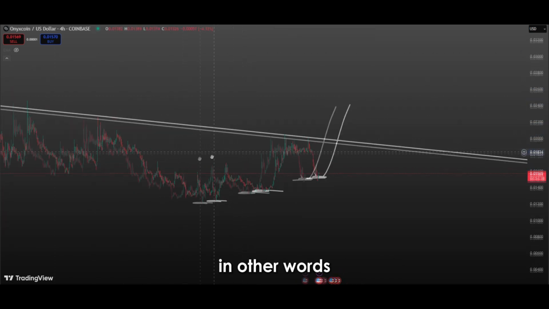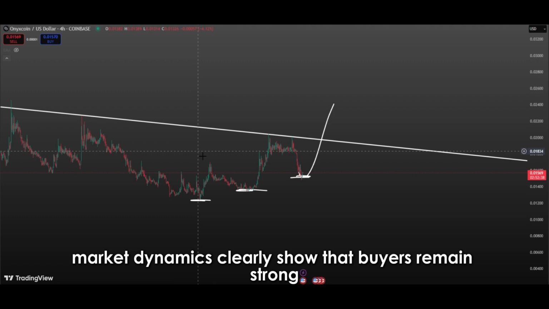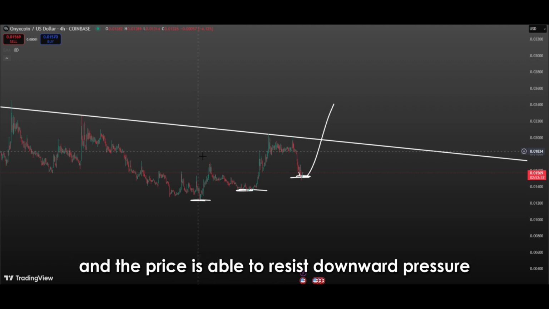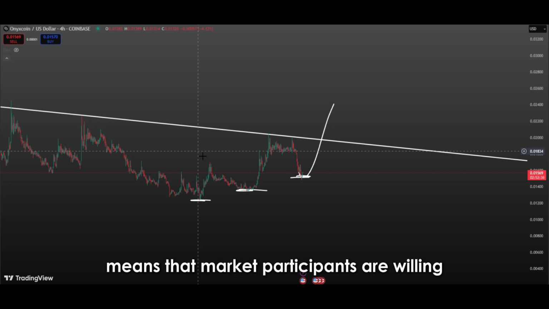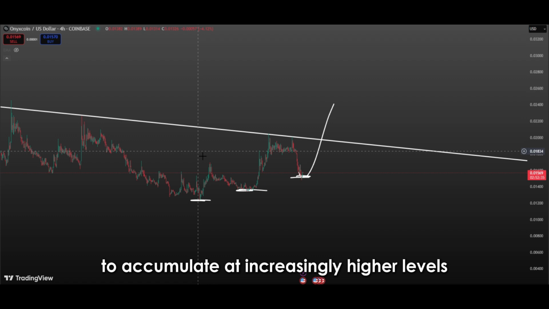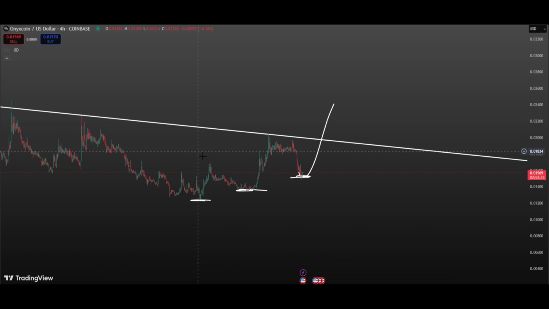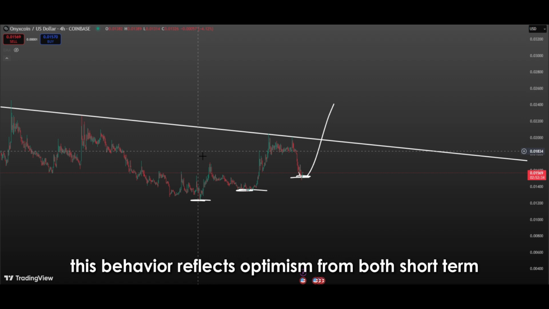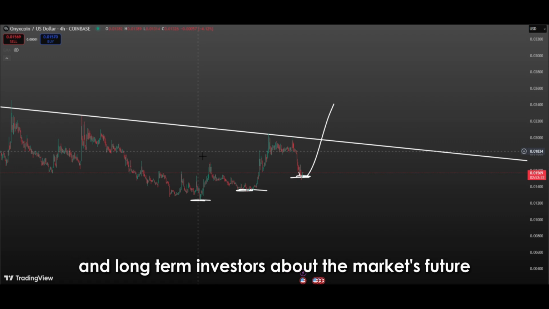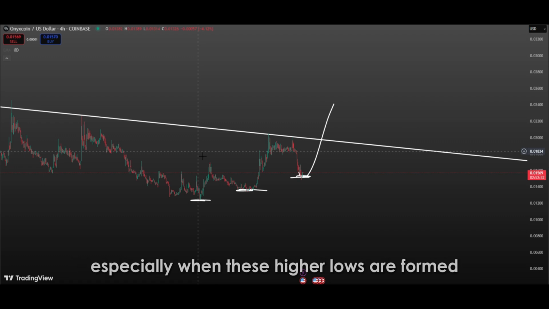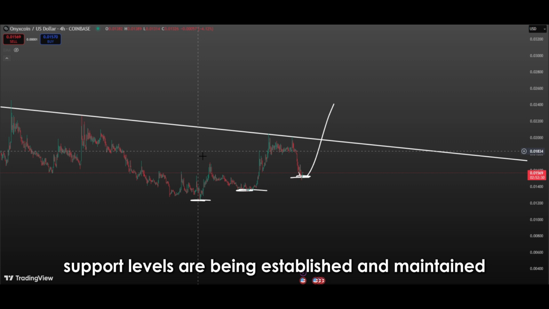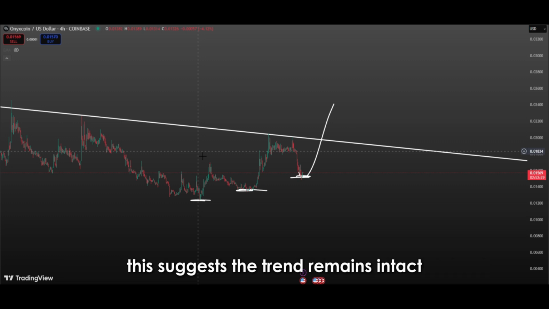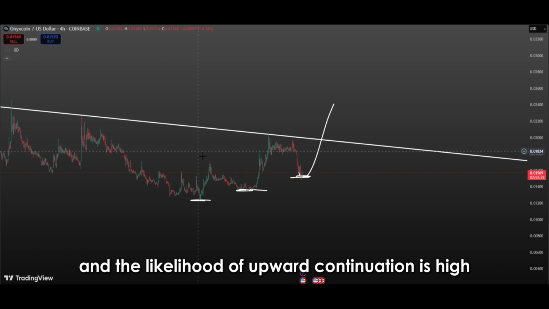manner. In other words, market dynamics clearly show that buyers remain strong and the price is able to resist downward pressure. The formation of higher lows means that market participants are willing to accumulate at increasingly higher levels during each correction. This behavior reflects optimism from both short-term speculators and long-term investors about the market's future. Especially when these higher lows are formed around high volume zones, it indicates that strong support levels are being established and maintained. This suggests the trend remains intact and the likelihood of upward continuation is high.